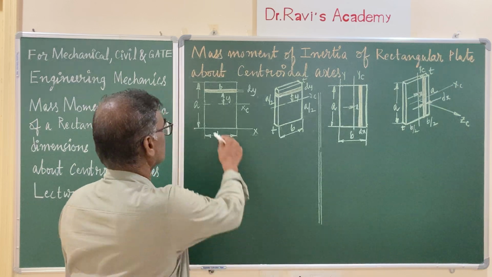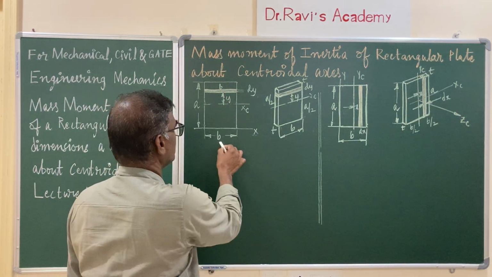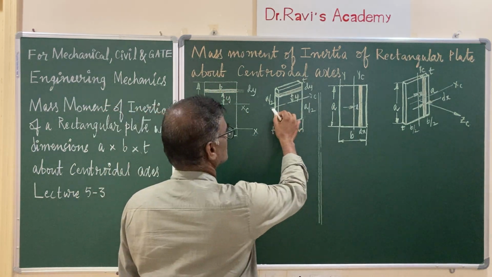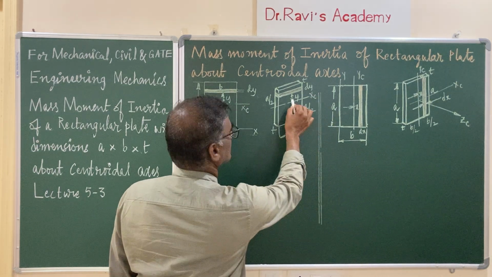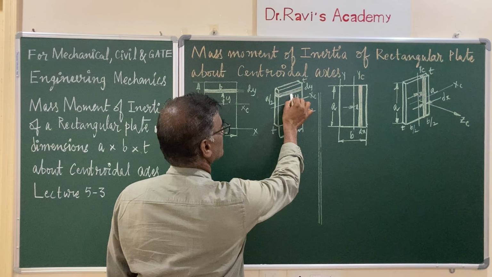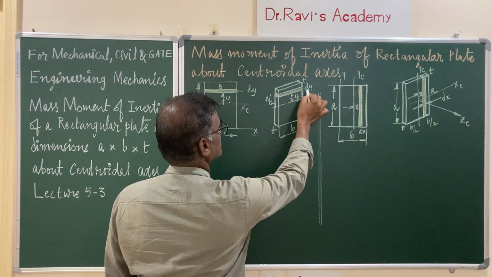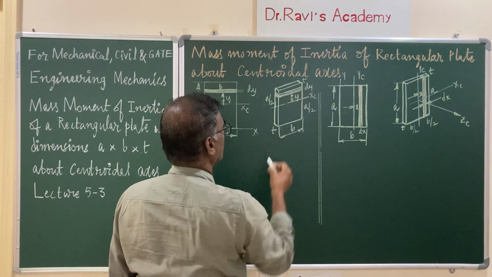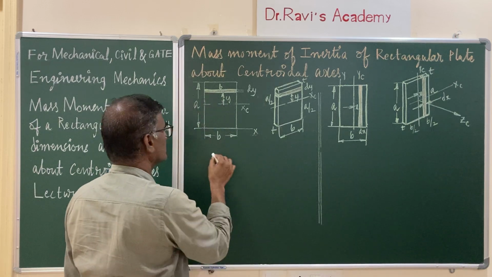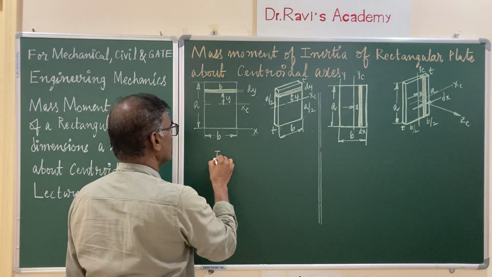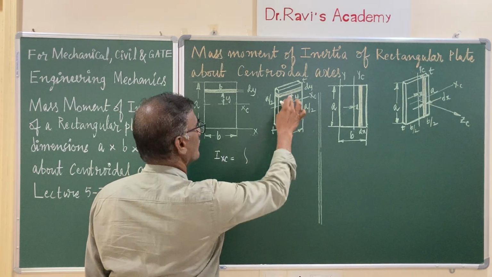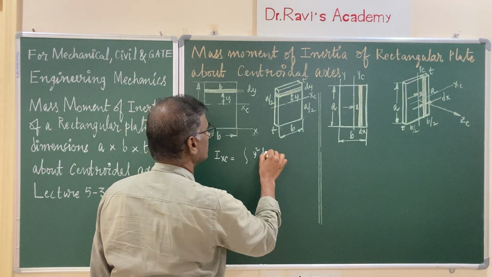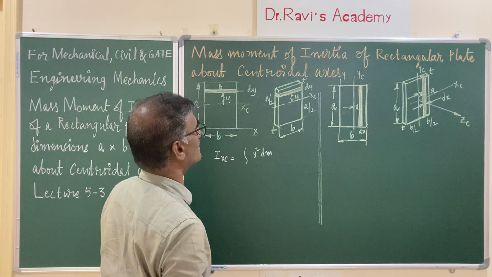Let us consider the rectangular plate with the dimensions a by b, and let us draw the centroidal axis, that is xc, and select the element at a distance of y from the central x-axis, and elemental thickness is dy, and write the expression for the moment of inertia, that is Ixc. Ixc is equal to integral y square dm, where dm is elemental mass.